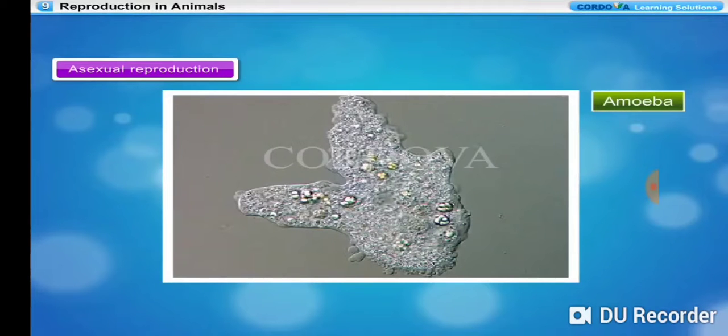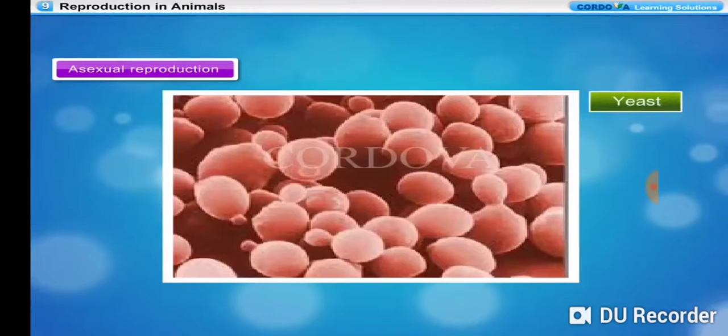Asexual reproduction. The production of new animals from a single parent without the involvement of gametes is called asexual reproduction. Since fusion of gametes is not involved, zygotes are not formed in asexual reproduction. The young ones produced are the exact copy of their parents. Amoeba, hydra, yeast, etc. reproduce by asexual reproduction.